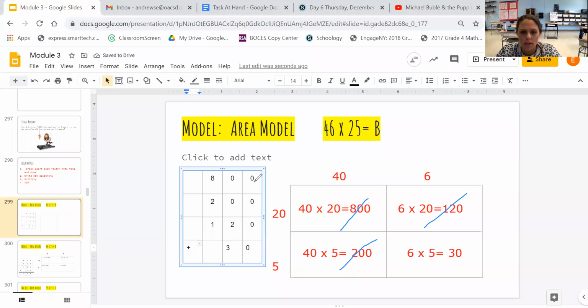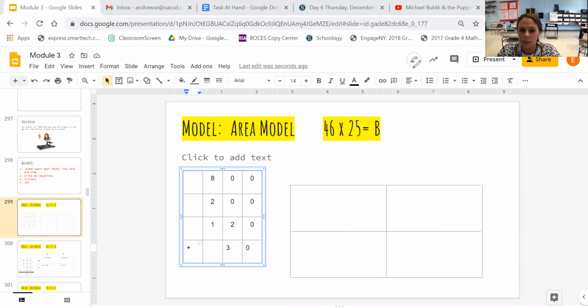So in my ones place, 0 plus 0 plus 0 is 0. 3 plus 2 is 5. 8 and 2 is 10, plus 1 is 11. 1 plus 0 plus 0 plus 0 is 1. So you should have an answer or a value of 1,150.